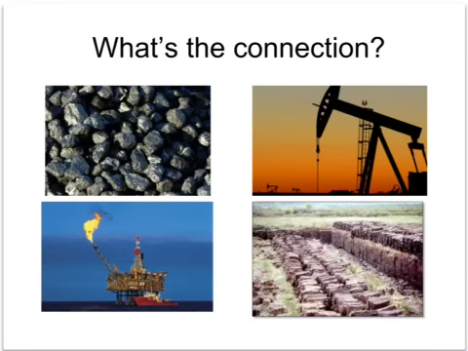In this tutorial I'm going to look at fossil fuels and, a little later, how it is that we can get useful products from crude oil. First of all, the connection between these substances is, of course, that they are all fossil fuels. Top left we have coal, top right we have oil being pumped out of the ground, bottom left we have natural gas, and on the bottom right one lesser known fossil fuel, which is peat.